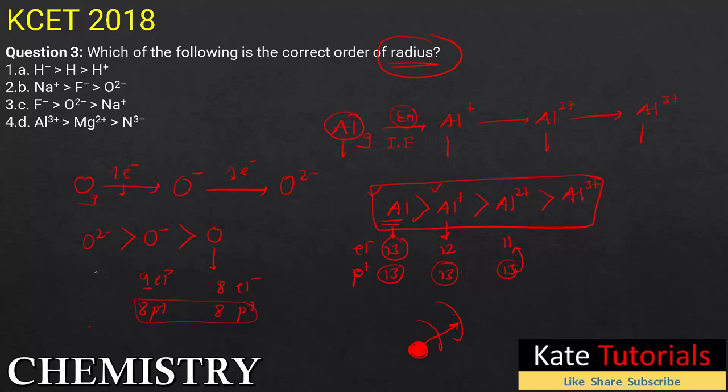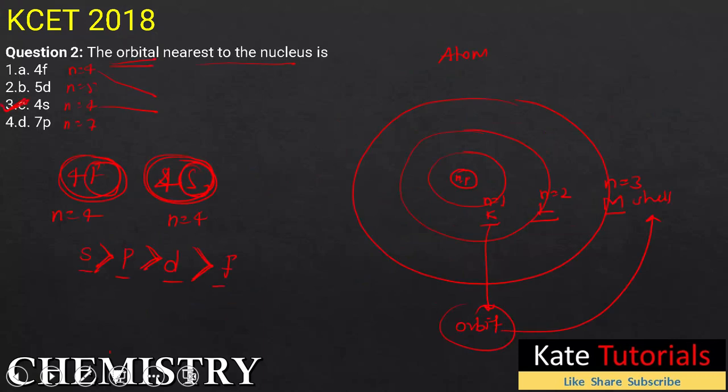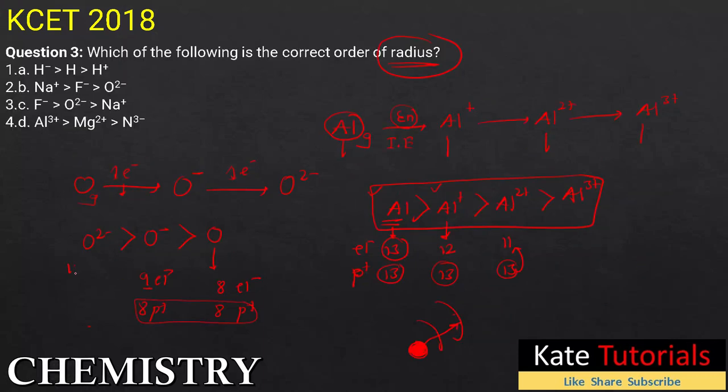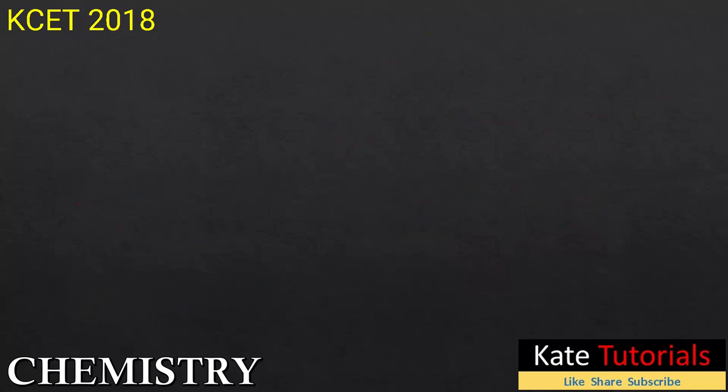So O2 minus means I am adding one more electron, so it is 10 electrons, but the number of protons remains the same. So there is more electron repulsion, hence the size will be more. So you should always remember this, put a star mark: anion size will always be greater than neutral atom size, and neutral atom size will be greater than cation size.